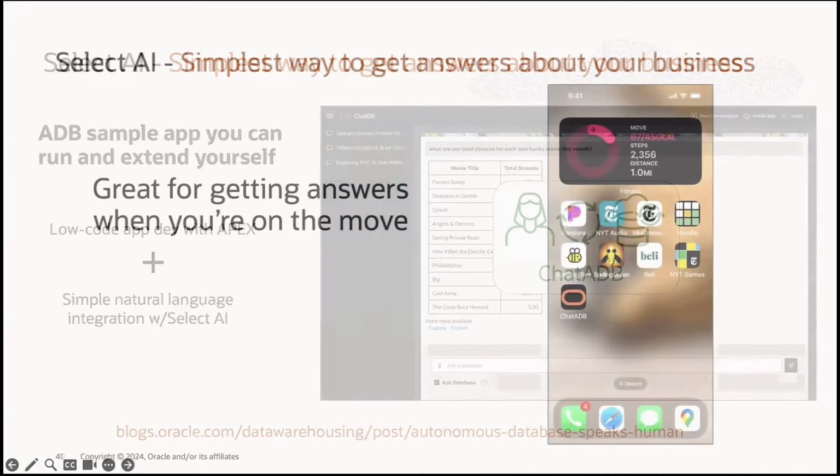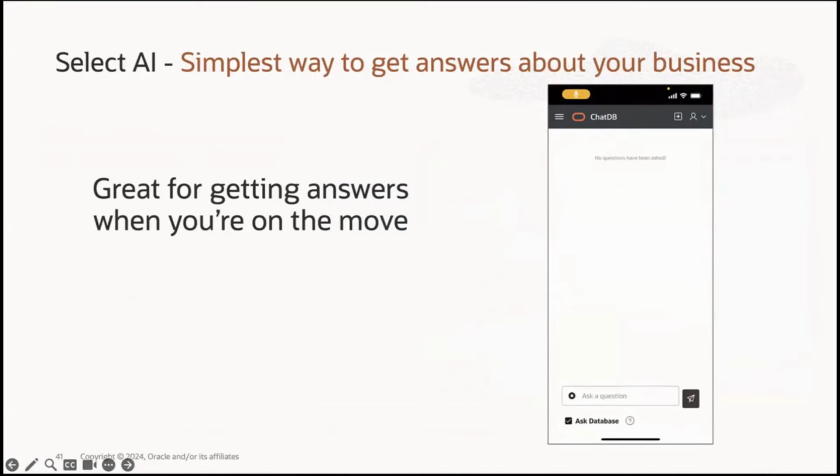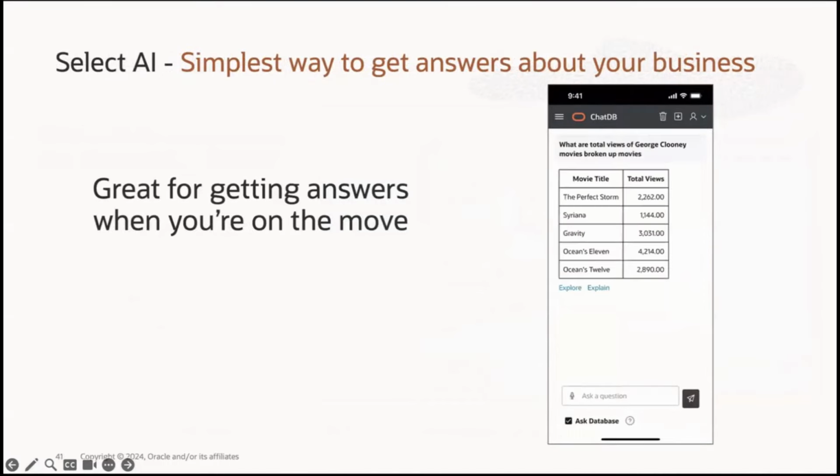All right, so we also see that this could be very interesting for mobile applications where you can get the answer when you are on the move. Suppose that you are on the move, you're not going to craft a complex SQL query on your phone, right? So you can send a specific question related to your database and you will get the result right away. So this is the Chat ADB. It's also responsive design. It also works on mobile, all right?